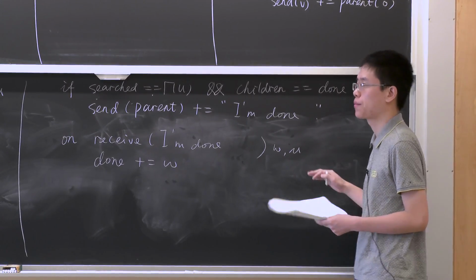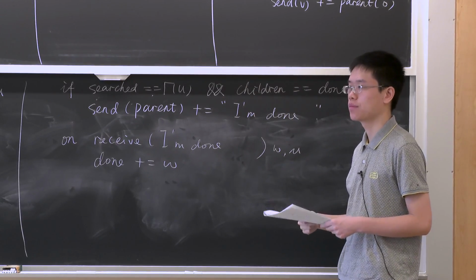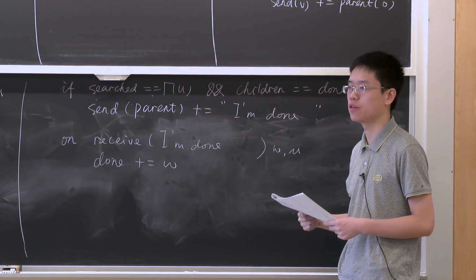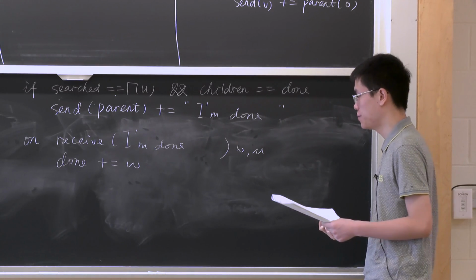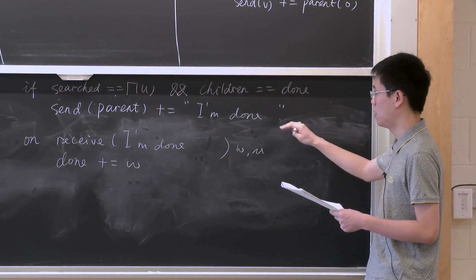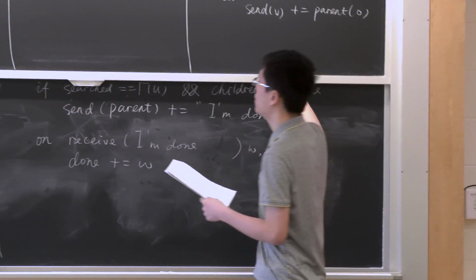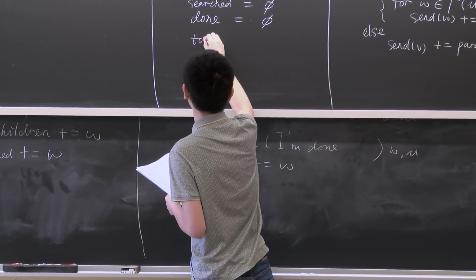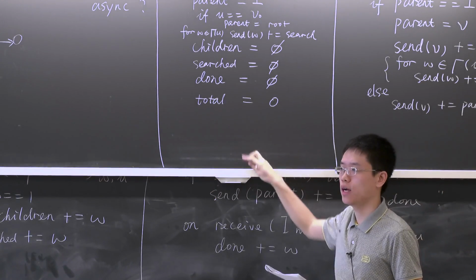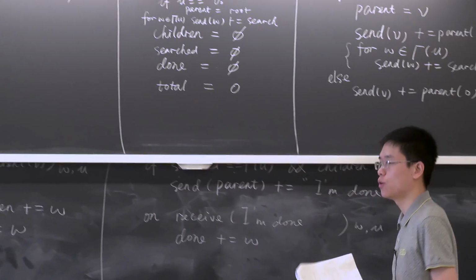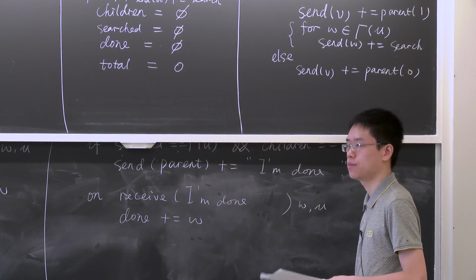It only gives us a termination point of our spanning tree search. We haven't counted the number of nodes in the network. But that's a small modification. We're just going to include that number in the "I'm done" signal. So then I need to define another variable called total that's initialized to 0. This variable will track how many nodes I have in my subtree, including me and all my children.